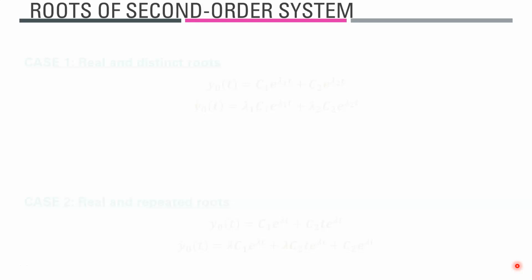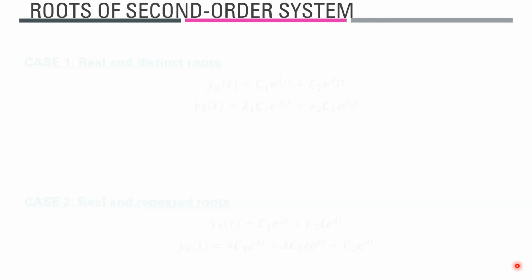In the previous video, I discussed the zero input response. When we solve for the zero input response of a given linear differential equation, we have to find the roots of the characteristic equation. In that video, I said that in our course we only cover second order systems. When you try to find the roots of a second order system, there are four different cases that will occur.